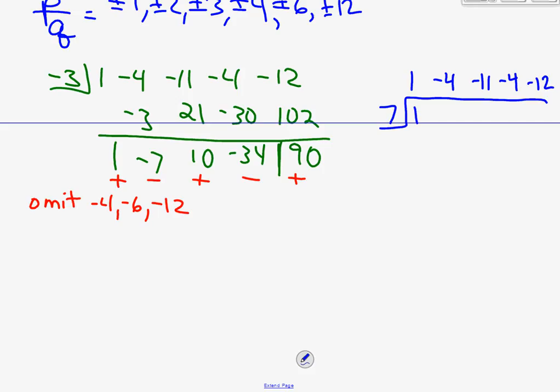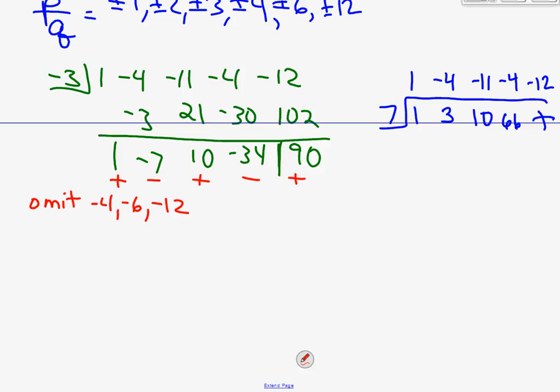So I'll bring down my 1. 7 minus 4 is 3. 21 minus 11 is 10. 70 minus 4 is 66. And you know what? I'm not sure what 66 times 7 is, but I'm sure when I subtract 12, it's going to be positive. Do you agree? So I'm pretty confident that I can kind of say that.